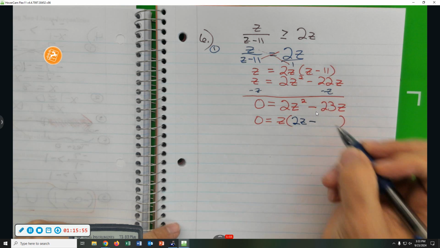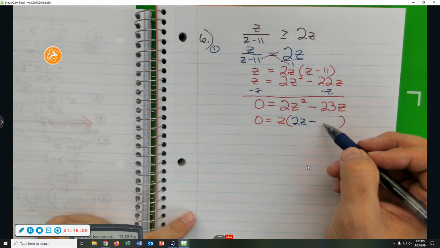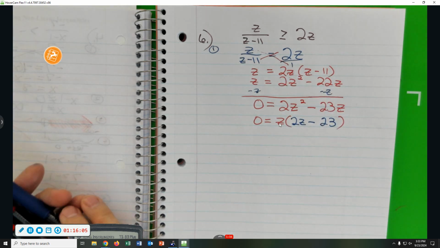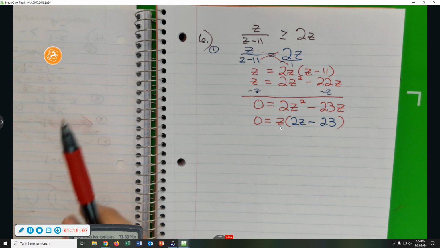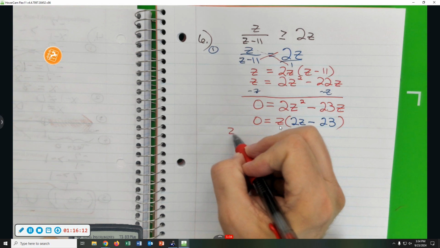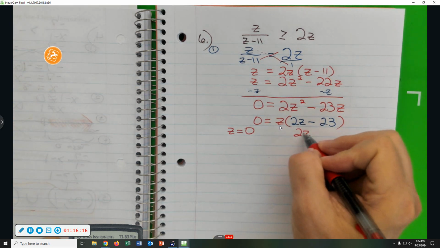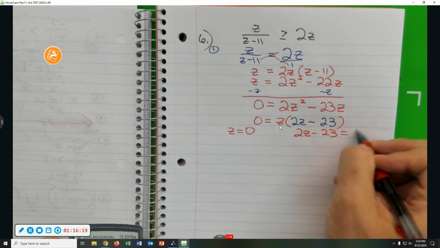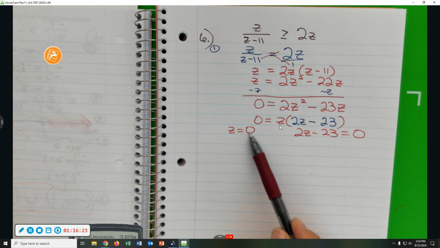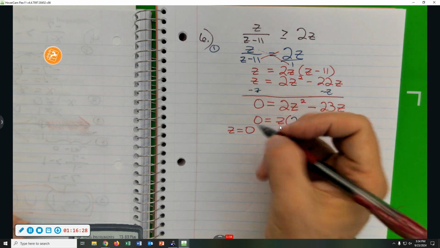2z minus. You had a 23z. You took out the z. What have you got left? 23. Set each factor equal to 0. Be careful, there are two distinct factors. The z factor, set it equal to 0. Set 2z minus 23 equal to 0. This one's already solved for z. We have the first solution cut point.